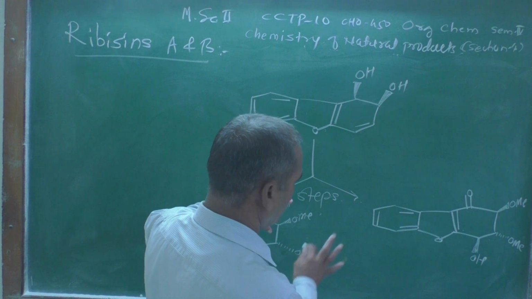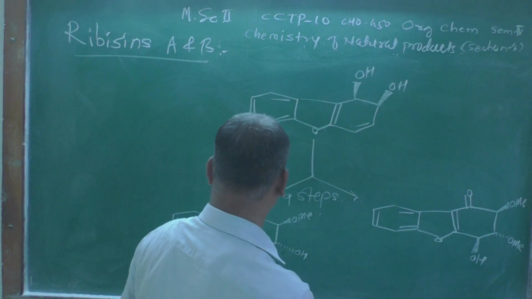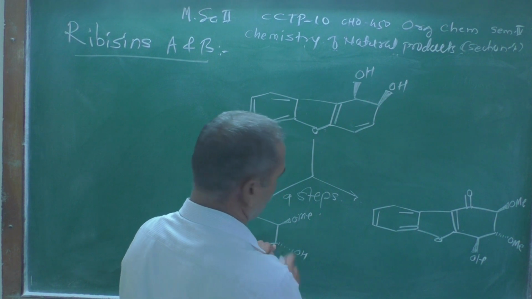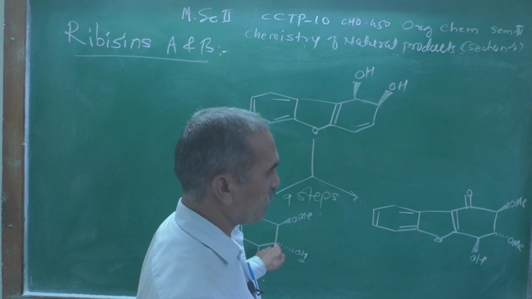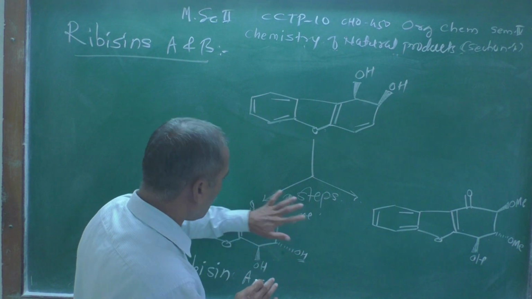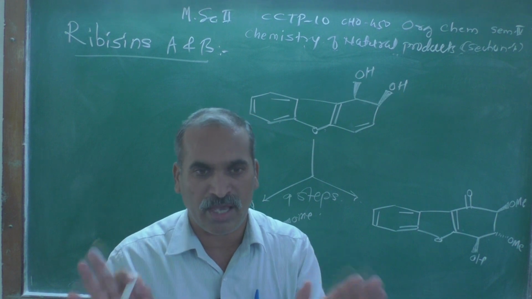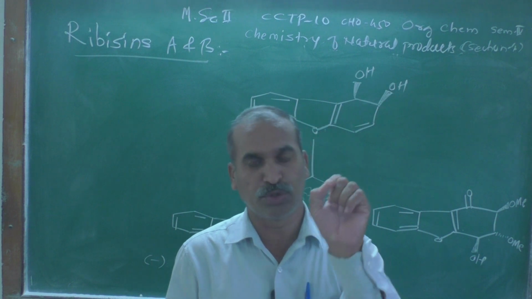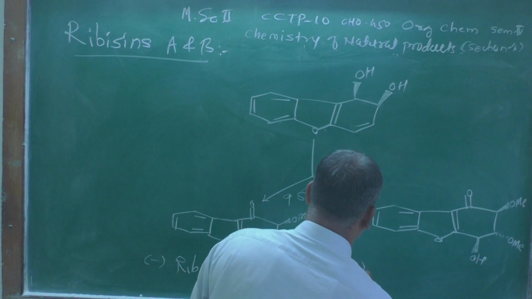Look here, what change can you observe in the structure? Compared to ribosine A, only at this hydroxy group, this hydrogen atom gets replaced by a methyl group. That is the change. All the other parts of the organic molecule remain as they are. That is the change you should remember forever.